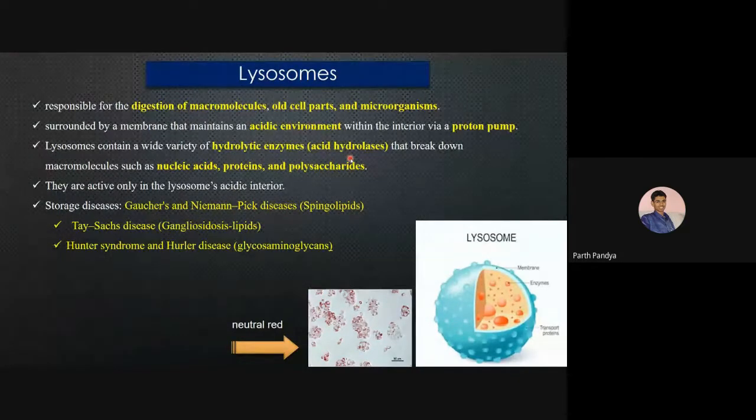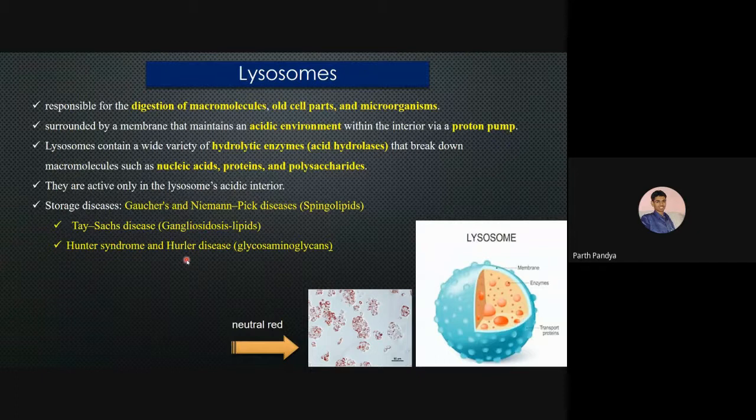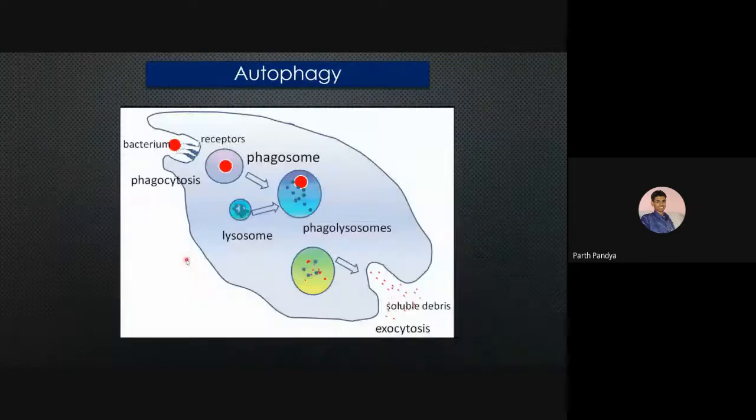Likewise, if mutations occur, then there are different storage diseases which are found. If you see storage diseases like Gaucher and Niemann-Pick disease, they are due to accumulation of sphingolipids. Likewise, Tay-Sachs disease, which is gangliosidosis, where lipids are accumulated in the cell. Hunter syndrome and Hurler's disease, where glycosaminoglycans are accumulated inside the cell.